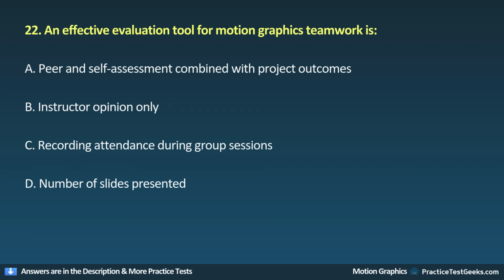22. An effective evaluation tool for motion graphics teamwork is: A. Peer and self-assessment combined with project outcomes. B. Instructor opinion only. C. Recording attendance during group sessions. D. Number of slides presented.